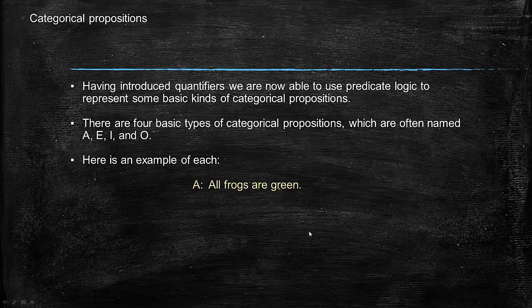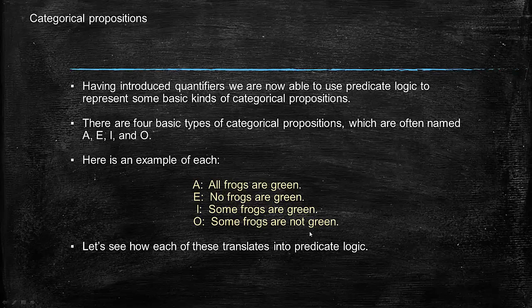An example of an A categorical proposition is all frogs are green. So all X's are Y's. We'll just use frogs and green as the predicates here. So all frogs are green. E is no frogs are green. I is some frogs are green. And O is some frogs are not green. So let's go ahead and see how each of these translates into predicate logic.